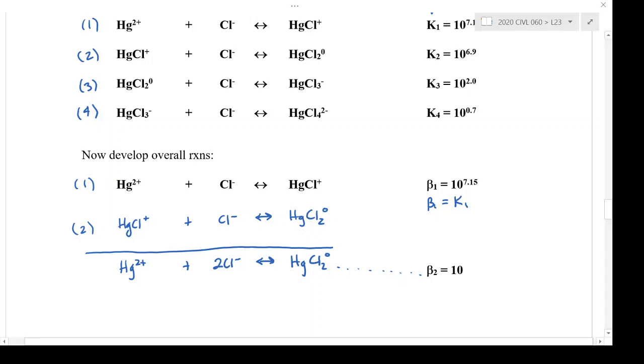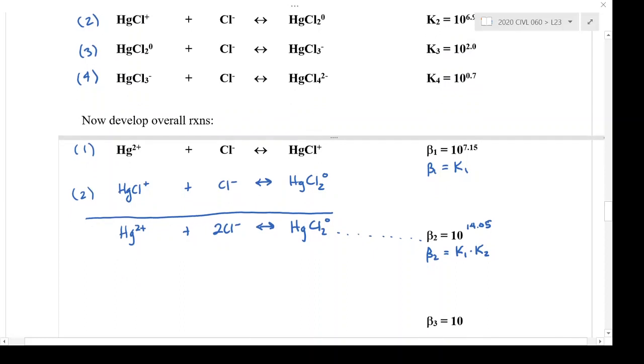Now, hopefully you remember, but when you add two chemical reactions, to find the overall equilibrium constant you multiply the K values from those reactions. So beta 2 is going to be the product of K1 and K2. I put those together and I get 10 to the 14.05.